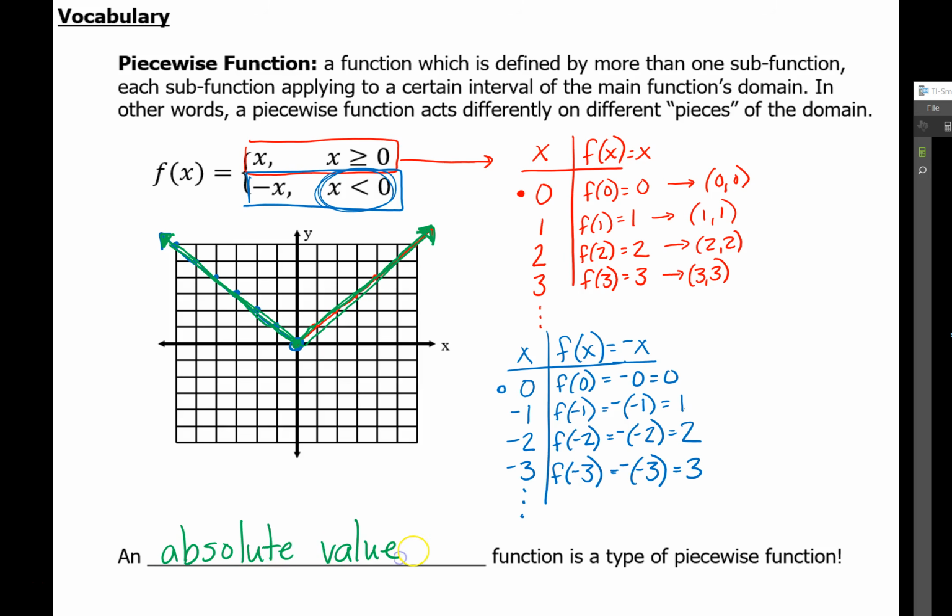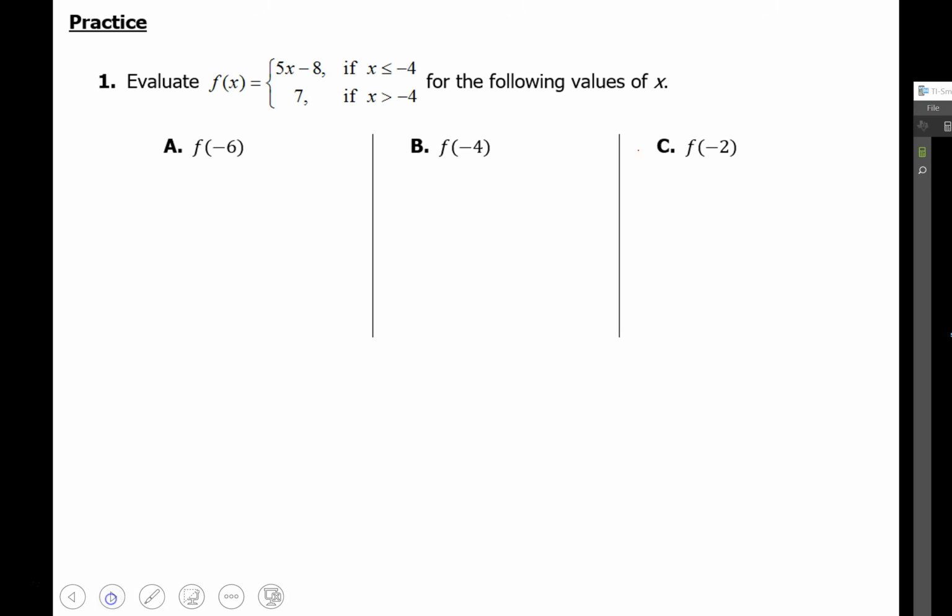Absolute value functions are a type of piecewise function. That's why we're studying piecewise functions in the absolute value function unit. So let's do a little bit of practice now where we're just evaluating so we can figure out what the table looks like so we can graph the ordered pairs. I have a function f of x and there are two sub-functions for it.